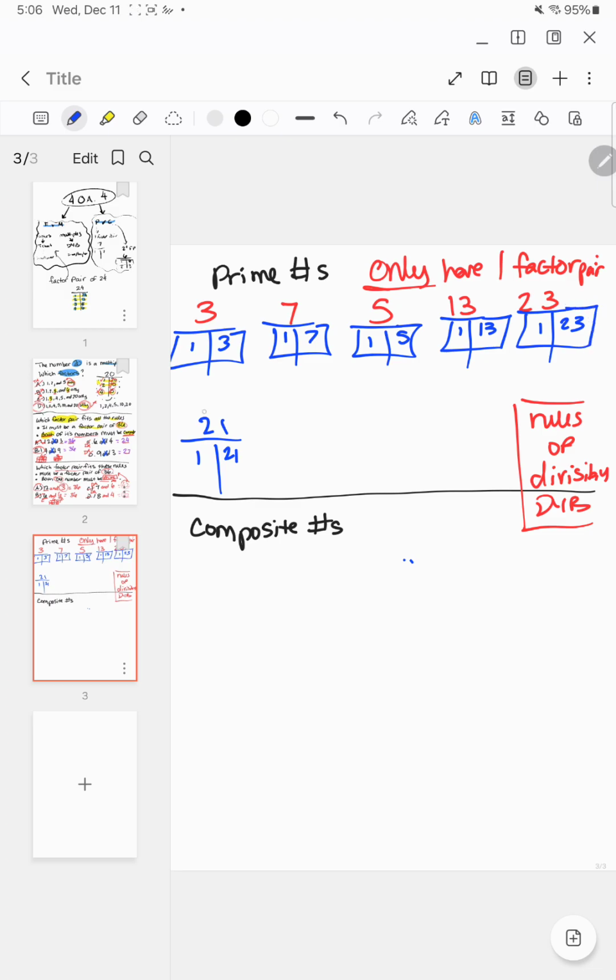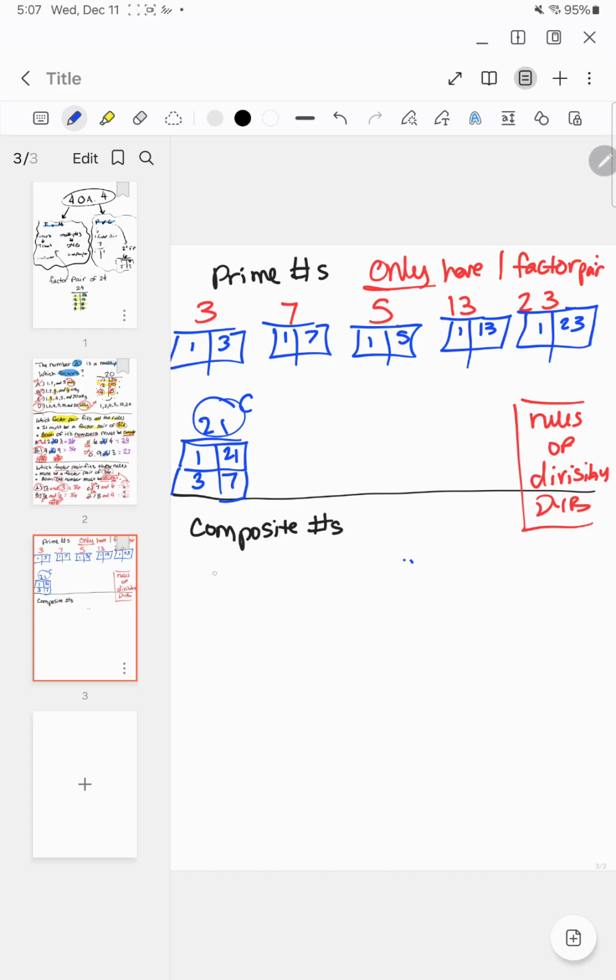Now, 21 is actually composite. The reason being is because I have more than one way. I can use 1 times 21, but I can also use one more way, which is 3 times 7. Which means if there's another number you can use besides 1 and itself, it has to be composite, because a composite number has at least 2 ways, which means one other way besides 1 and itself.